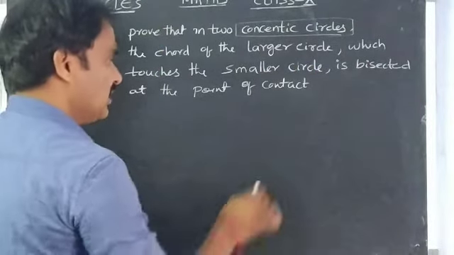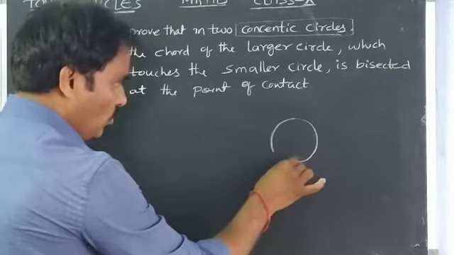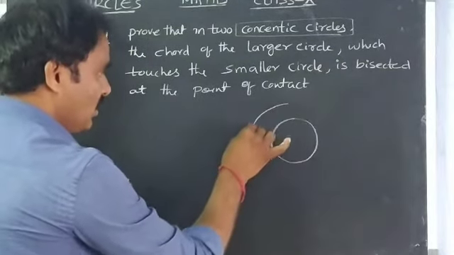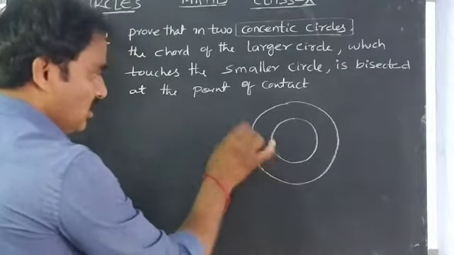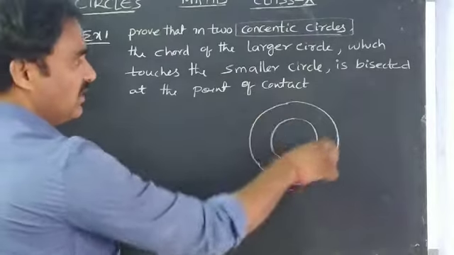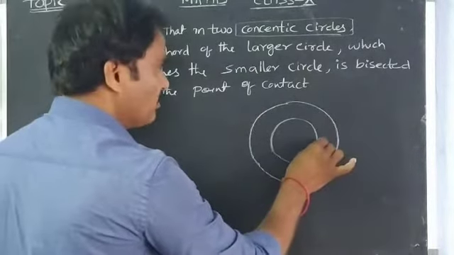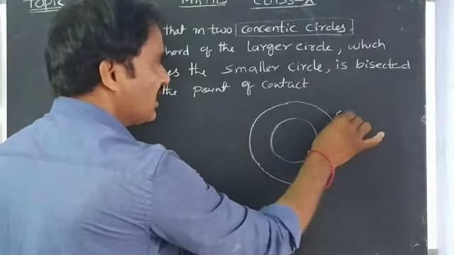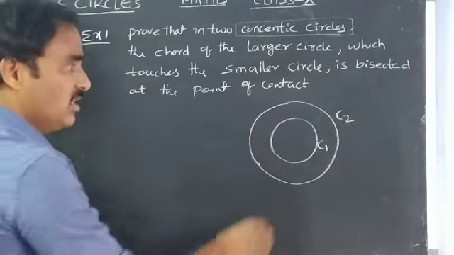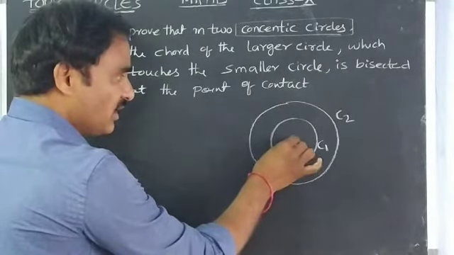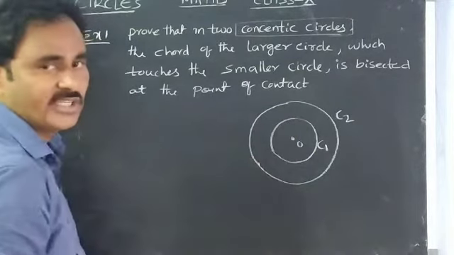What are concentric circles? Two or more circles having the same center are called concentric circles. See in the diagram, I am taking two circles. One is a smaller circle and another is a bigger circle. I am denoting the smaller circle by C1 and the bigger circle by C2. I have taken two circles, and these two circles have the same center O. So we can conclude that C1, C2 are concentric circles.